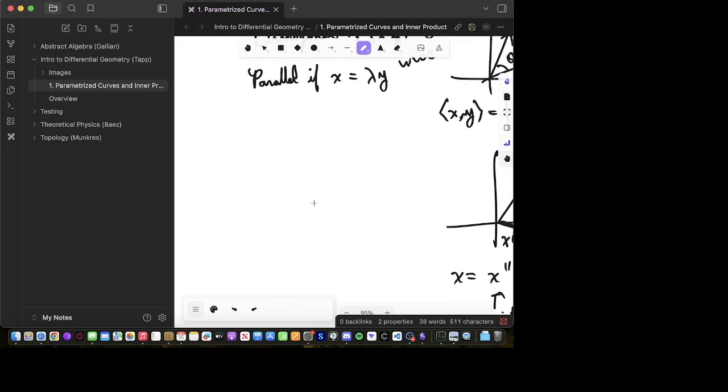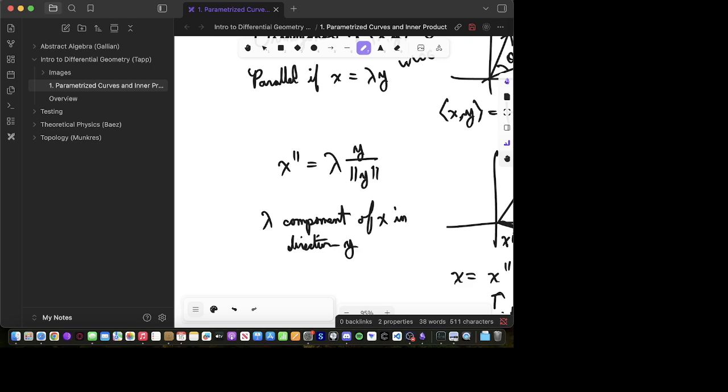So if we have the formula, projection equals, now this is the unit vector in the direction of y. So this is some scalar, and this is the unit vector in the direction of y. We call this, which is the length of the projection, the component of x in the direction of y.